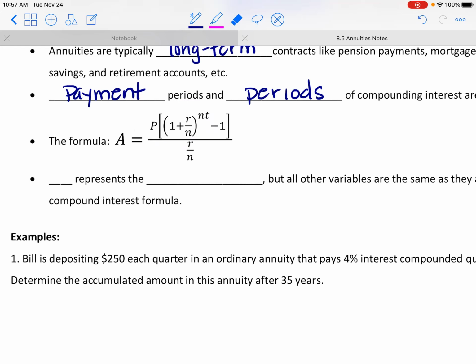So P again represents a payment amount instead of a principal amount, but everything else in the formula is the same. So A is still the final desired amount. R is still your rate, which will be given to you as a percent, which you're going to plug in as a decimal. N is how many times interest is compounded per year, and also how many payments you make per year. And then T is your time. Okay, so all other variables are the same as they are in the compound interest formula. It's just that P is a consistent payment being made instead of one initial principal amount.